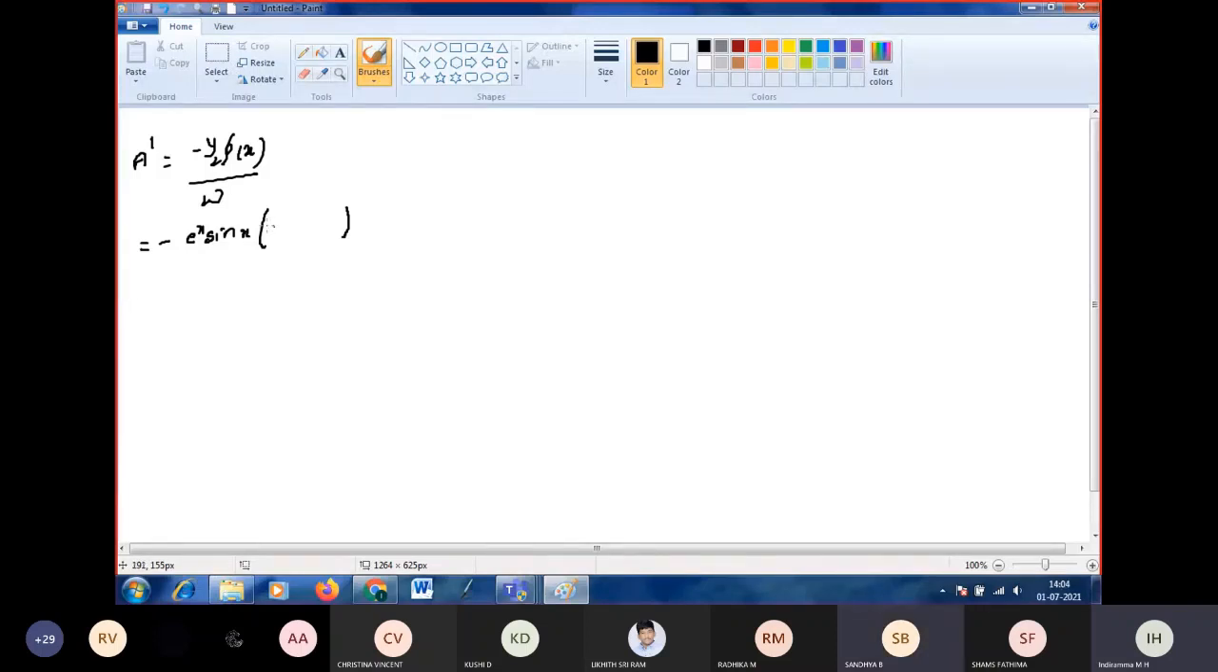E power x tan x. Divide by W. What is W? E power 2x. E power 2x means e power x whole square. Correct? So here numerator also we have e power x into e power x. E power x into e power x is e power 2x. E power 2x and e power 2x cancelled. Right? Is it right? Yes, ma'am.